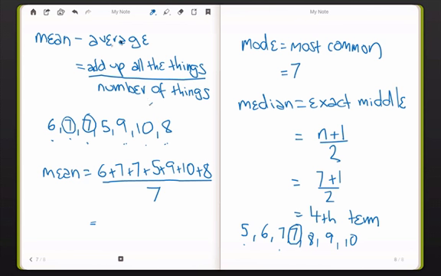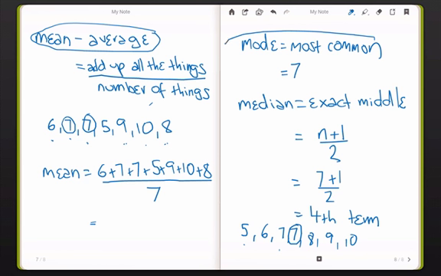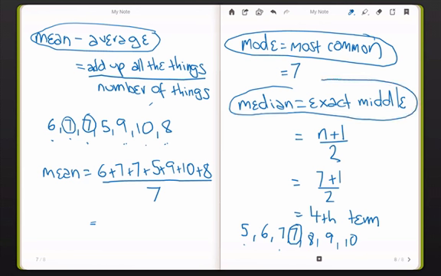Okay, so the mean is the average. The mode is the most common, so the one that happens the most often, and the median is the exact middle.